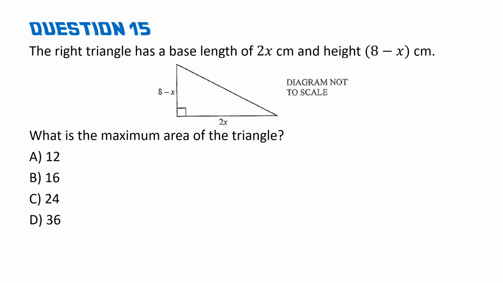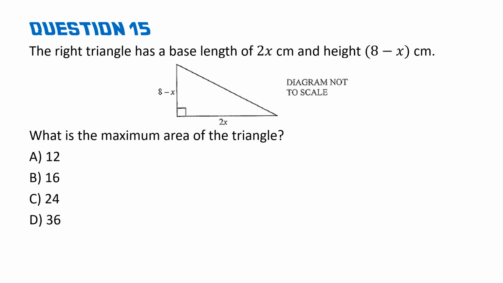Last question of the multiple choice, question 15. The right triangle has a base length of 2x centimeters and a height of 8 minus x centimeters. What is the maximum area of this triangle? So this question here is a band 6 question, one of the hardest questions, and it falls in what is the common content between both standard and advanced. So advanced students would also have this question in their multiple choice.